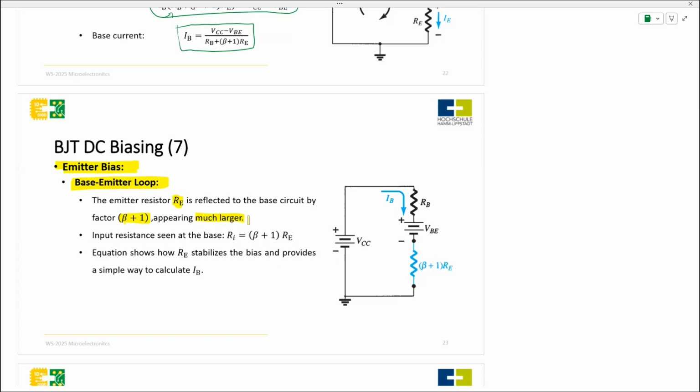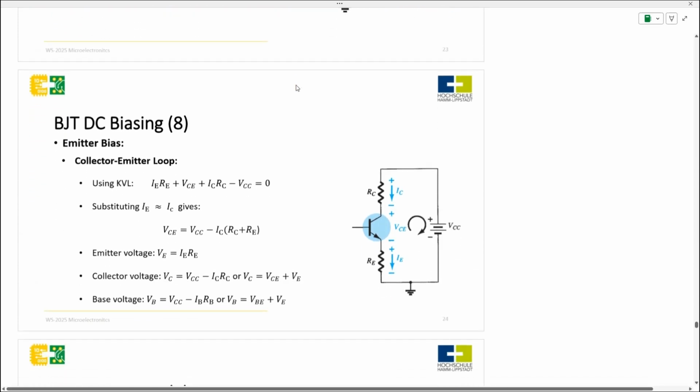That's why we defined a new resistance. This is an input resistance seen at the base, so beta plus 1 times RE. The equation shows how RE stabilizes the bias and provides a simple way to calculate IB. IB will be easy to calculate because we have only one current passing through this. And if they calculated it already, no, they didn't. So this is the collector emitter loop.